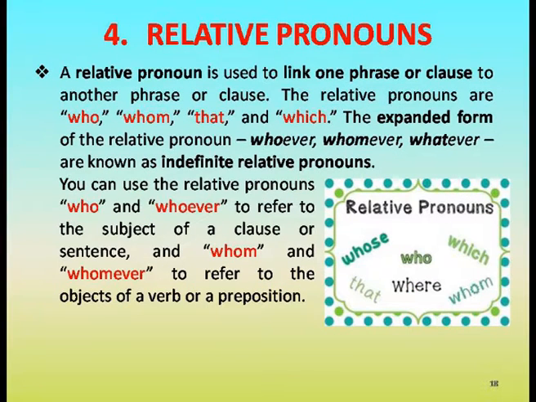A relative pronoun is used to link one phrase or clause to another phrase or clause. The relative pronouns are who, whom, that, and which. The expanded forms of the relative pronouns, whoever, whomever, whatever, are known as indefinite relative pronouns. You can use the relative pronouns who and whoever to refer to the subject of a clause or a sentence, and whom and whomever to refer to the objects of a verb or a preposition.